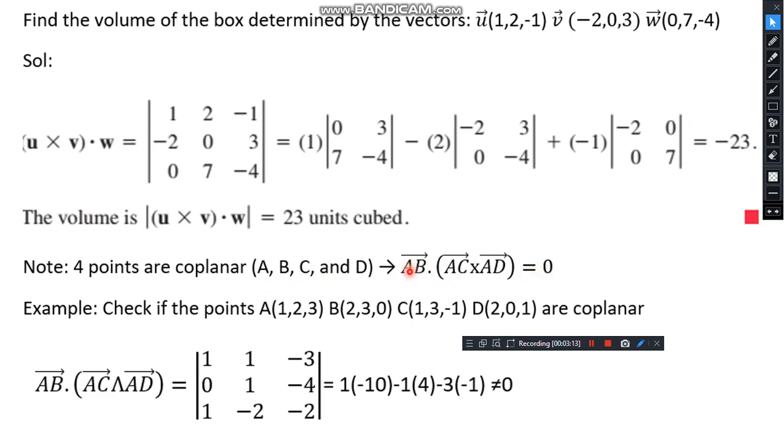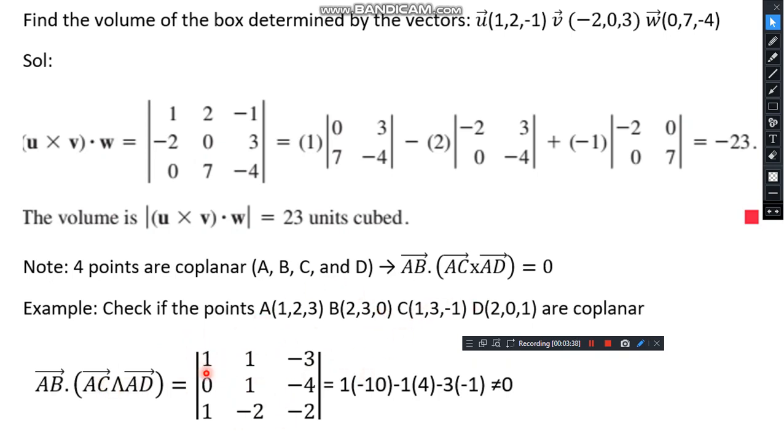If you start by A, you put AB, then AC, AD. If you start by B, you can say BA dot BC cross BD. If you start by C, you put CA, CB, CD, or DA, DB, DC. Okay? Check if the 4 points here are coplanar. So you do AB, these are the components of AB, B minus A, you put AC, and then you put AD.